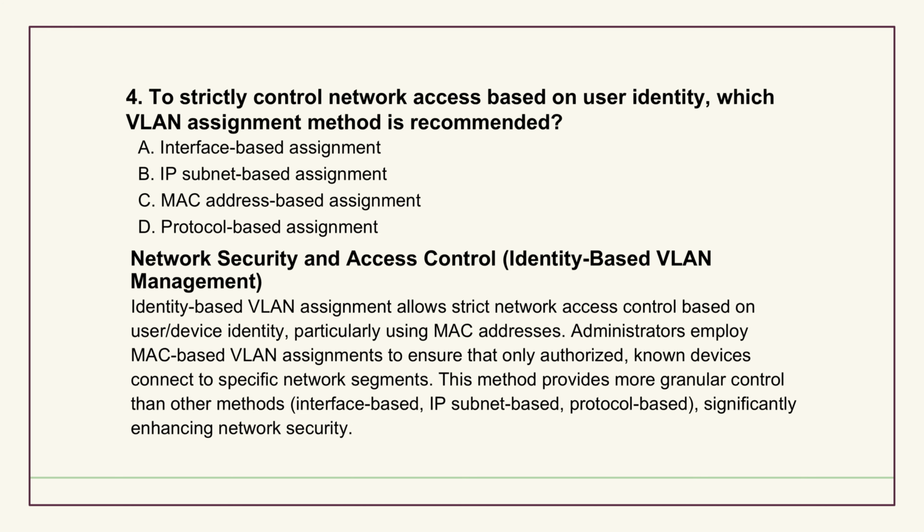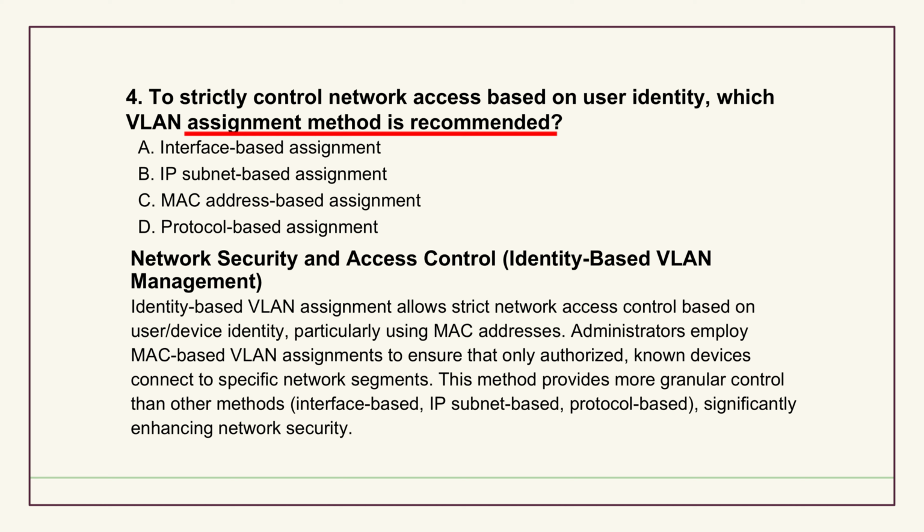Okay, let's move on to another crucial part of cloud computing: security. Here's the question. To strictly control network access based on user identity, which VLAN assignment method is recommended? Your options are A, interface-based assignment; B, IP subnet-based assignment; C, MAC address-based assignment; or D, protocol-based assignment. So which one is the most secure way to do this?